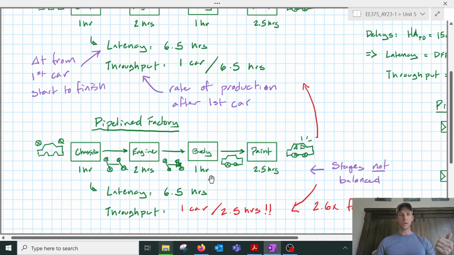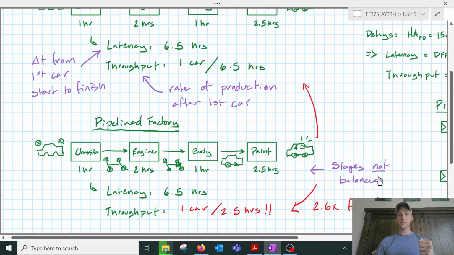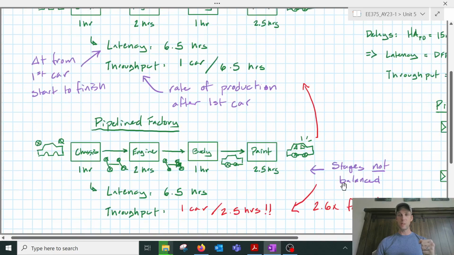So although I can put cars into each stage in my pipeline, if I have a car here that has its body work being done, an hour later the body work's done, but the paint stage is still processing, and so the car sitting here in the body stage has an hour and a half where it's sitting idle, waiting for the follow-on stage to clear up. If the stages were balanced, we would see a much higher performance increase, but it's limited by the fact that these stages are not balanced. So that's important to note.